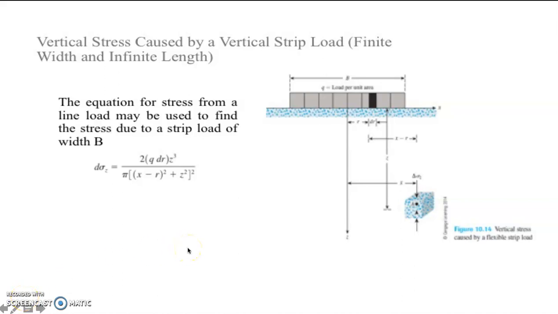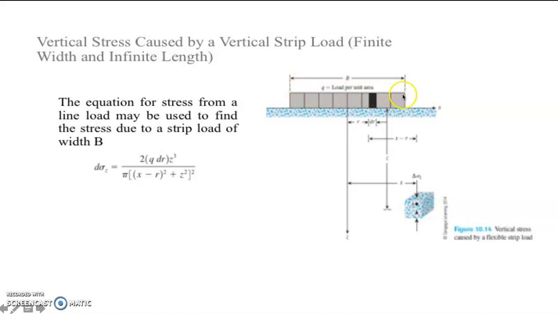Okay, move on to vertical stress caused by a vertical strip load. We are referring to finite width and infinite length. So this is an illustration for a vertical strip load that it may cause on vertical stress at certain point. So the point that we're talking about is this one. What will be the stress at point A due to this vertical strip load?